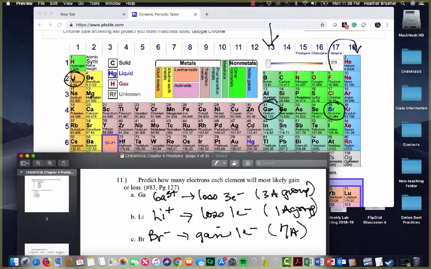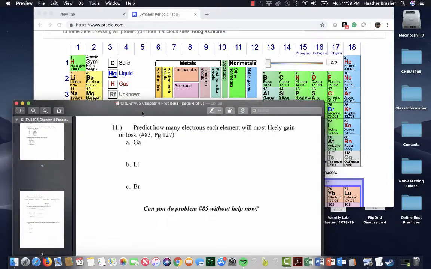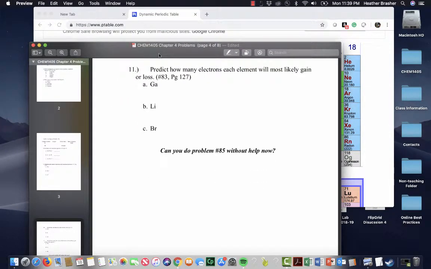Again, you can look at page 114 in your textbook to find that. And so number 85, you should see if you can do that on your own now that we've gone through that. And 85 is basically fill in the blank to complete the table. They ask you for the ions commonly formed, the number of electrons in the ion, and the number of protons in the ion. And you should easily be able to do that.